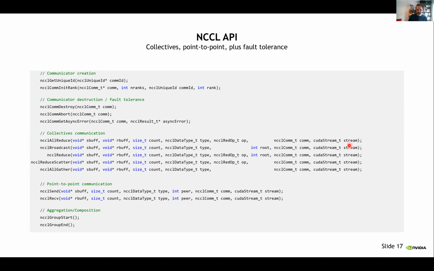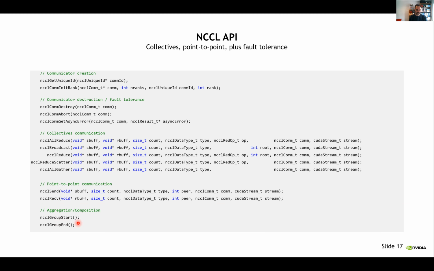An additional argument in all NCCL communication APIs is the CUDA stream. And all NCCL communicator operations are asynchronous with regards to the CPU, but synchronous with regards to the stream they are submitted to. That's something to keep in mind. Relatively recently, NCCL also added support for point-to-point communication, so send and receive, so that you can express arbitrary communication patterns.